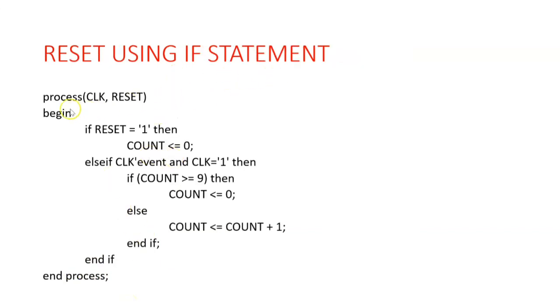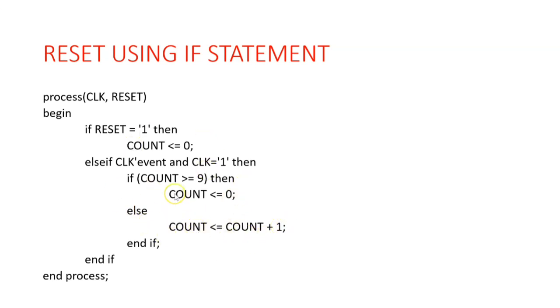Next, reset using if statement. How do you perform the reset using an if statement? Let us see. You define a process with two sensitivity list signals: one is the clock signal, the next is the reset signal. Begin. If reset is equal to 1, then count is equal to 0. Else if clock'event and clock equal to 1, then if count is greater than 9, then count equal to 0, else count equal to count plus 1.